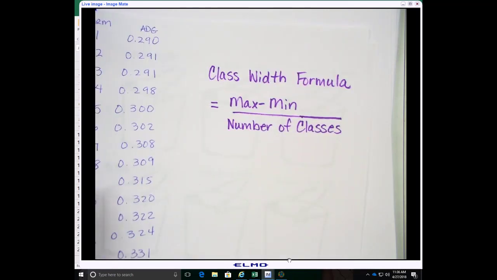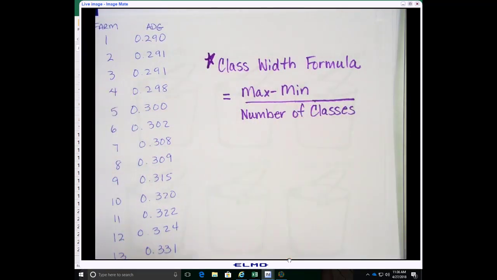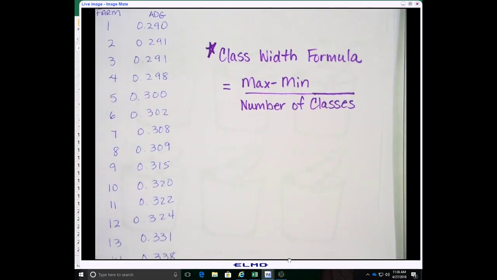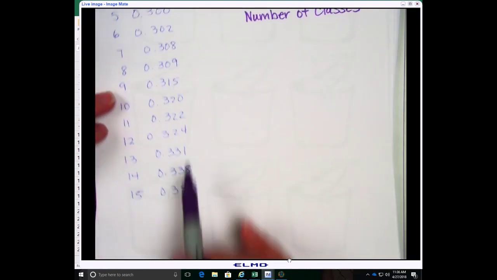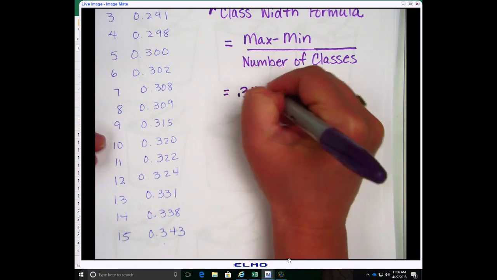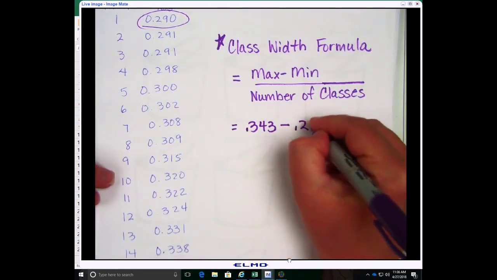Probably the number one question is, Shannon, how do I determine my class width? And there is a rule of thumb. I would not call this a hard formula that works every time. It is simply a rule of thumb. So the rule of thumb is take your max value, which in this case was 0.343, minus your min value, which in this case is 0.290.